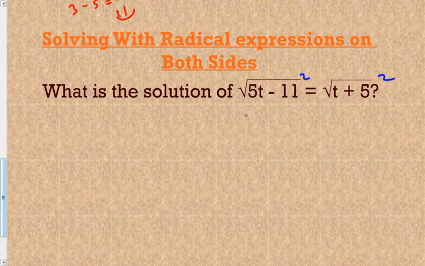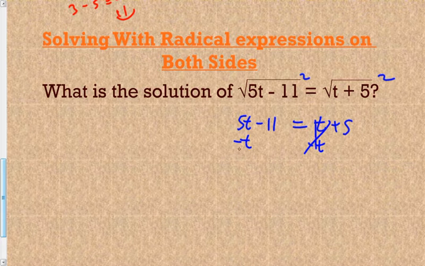So that we're left with 5t minus 11. And that's equal to t plus 5. Now there's no square roots because we just undid the square roots. We did the same thing to both sides. And we're left with no square roots. Now we just solve it like a typical equation. Subtract t from both sides. If you subtract t over here, you'll end up left with 4t minus 11 equals 5.